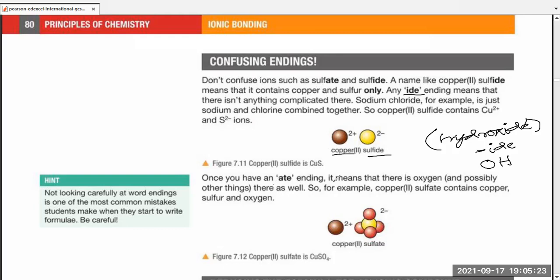Once you have the "-ate" ending, it means there is oxygen with probably other nonmetals. It can be nitrogen, carbon, sulfur, or phosphorus. For example, sulfate contains sulfur and oxygen. There is 1 sulfur and 4 oxygen atoms. Nitrate contains 1 nitrogen and 3 oxygen atoms. And you need to memorize their charges as we discussed on the previous page.